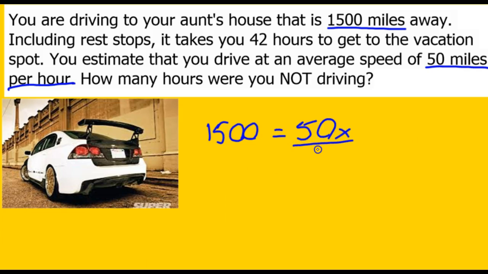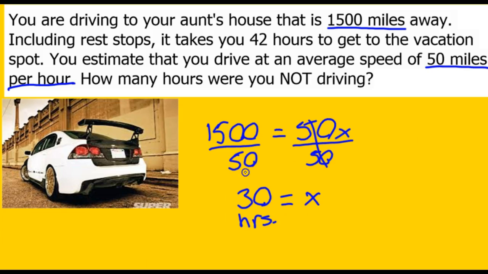So now if we divide this by 50, we get x equals 1,500 divided by 50, which gives us 30. Oh, sorry, let me just check that to make sure. Yep, x equals 30. Now x is the amount of hours. So we were driving for 30 hours.